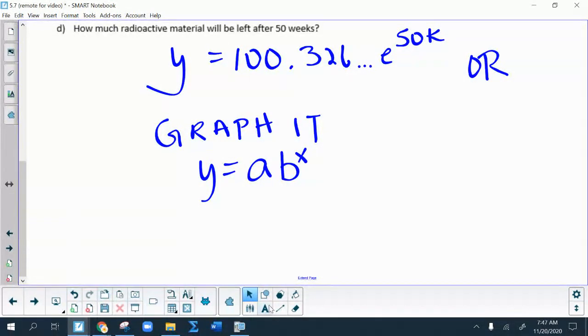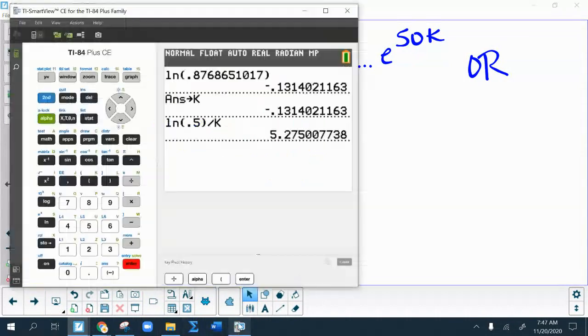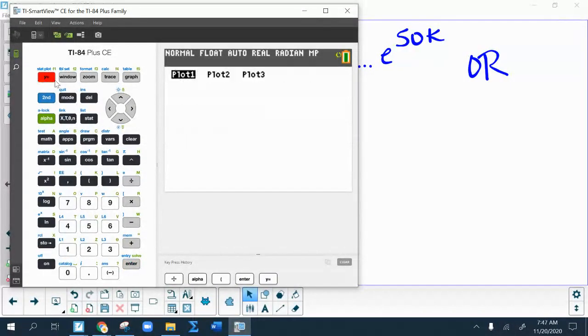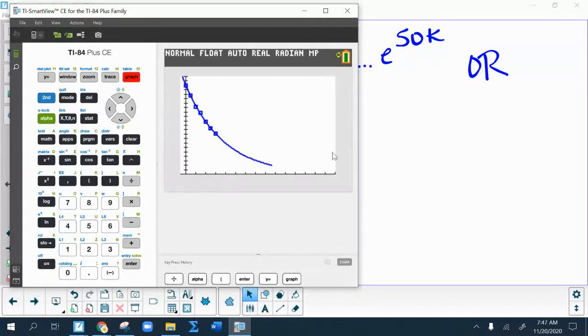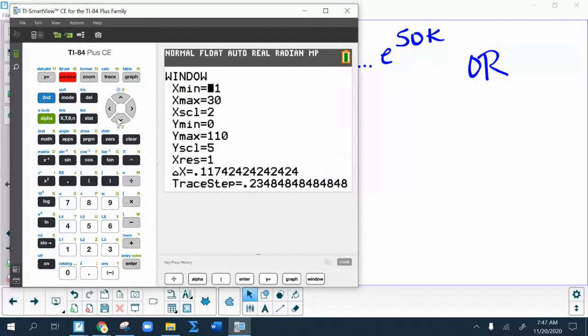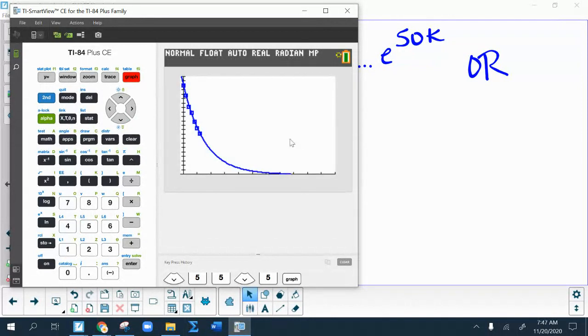So I am going to go back to my calculator. Remember we had it stored in the y equals, so there's the equation. When I graph it, you can see that it's a good match. I want to figure out how much is left after 50 weeks. A couple of issues with the graph right here is that my window doesn't go all the way to 50. So I'm going to change my window so that it goes all the way to 50. Actually, I'm going to 55. Okay, so here's my window.